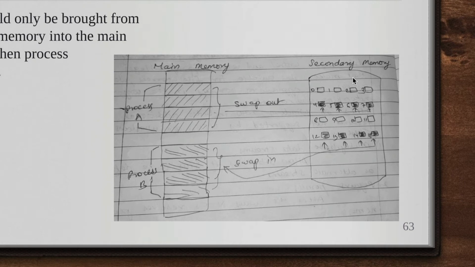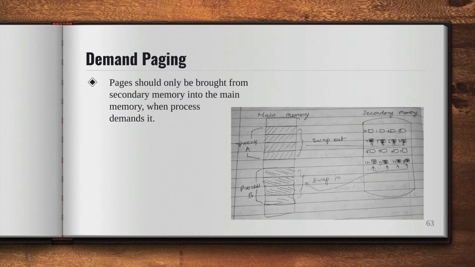So let's say you have a secondary memory, the main memory, and process A and process B. When the process demands a page, those pages can be swapped in, and we can swap out the pages that we don't need at that point. Instead of swapping the entire process into memory, only those pages demanded by the process are swapped from secondary memory into the main memory. This is also often referred to as lazy evaluation.